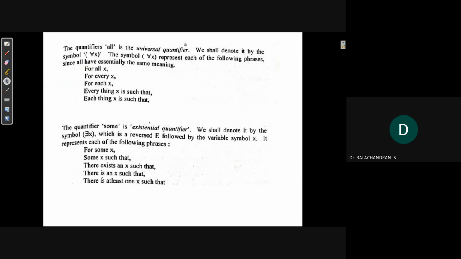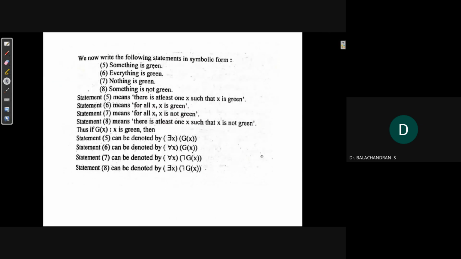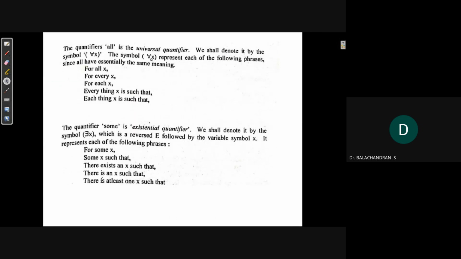Here I told that we shall symbolize the universal quantifier as ∀x. You can write ∀x, or you can write (∀x) within brackets. Both of them have the same meaning. Next, the symbol ∀x represents each of the following phrases, since all have essentially the same meaning: for all x, for every x, for each x, everything x is such that, each thing x is such that. For these you can use the universal quantifier ∀x.